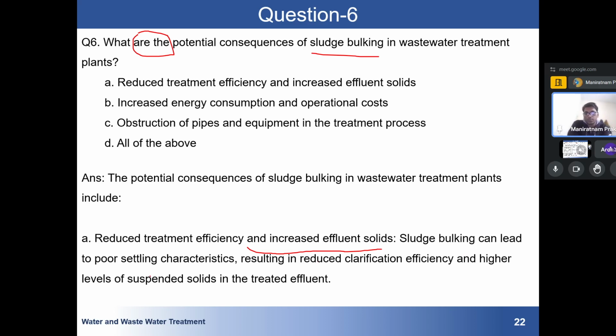Sludge bulking can lead to poor settling characteristics. Now imagine that this was your tank and this was your flocs that were formed. Now it has to settle down here. In between, this kind of suspended flaky material is in your system, so that will hinder your settling characteristics, resulting in reduced clarification efficiency and a higher level of suspended solids in the treated effluent. So I hope this is clear to you.